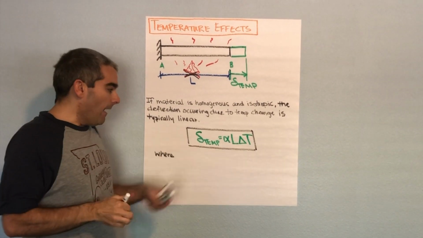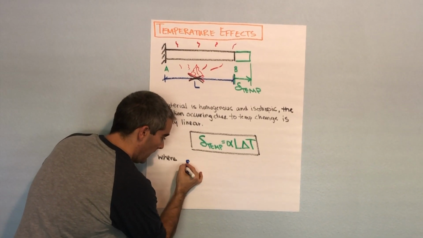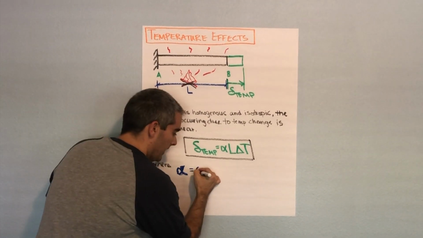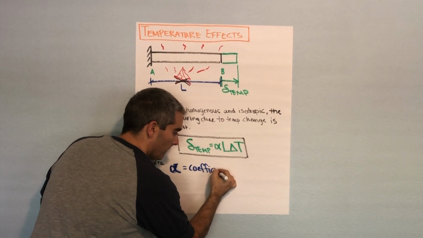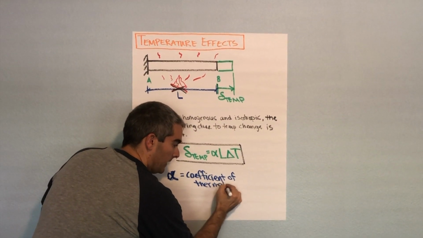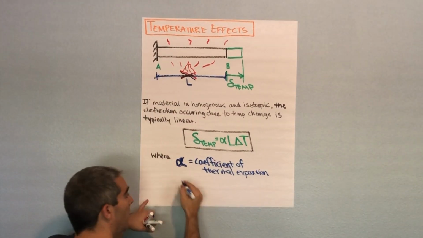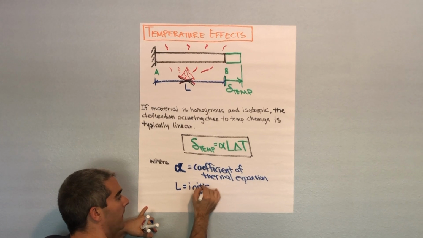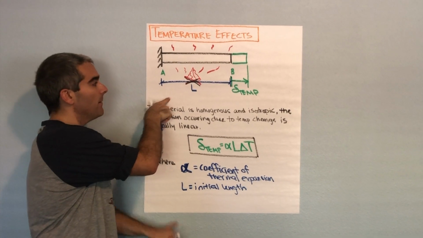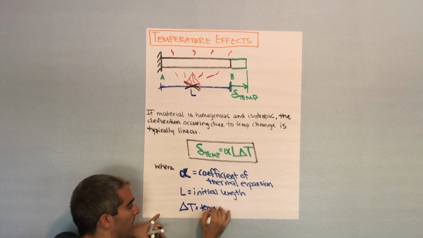What are these variables? Well, alpha equals the coefficient of thermal expansion. L is going to equal our initial length. So L is shown in our free body diagram up here. And delta T is going to be our temperature change.